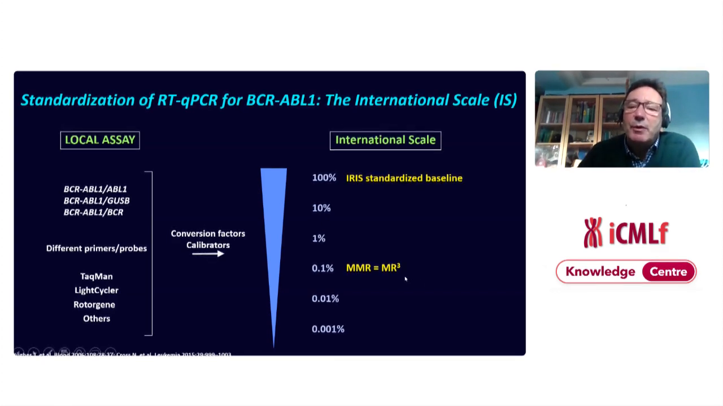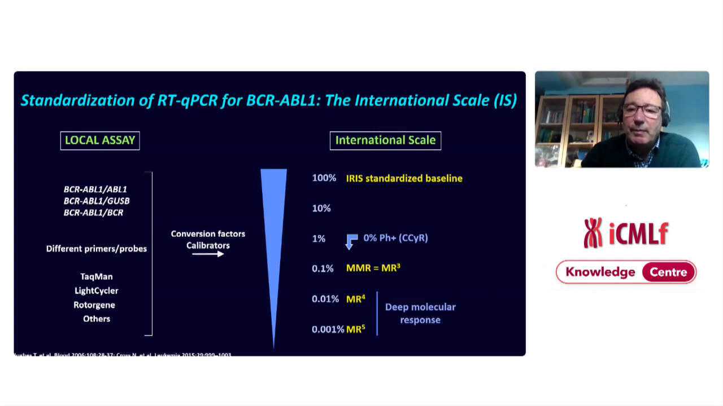A major molecular response, or now more commonly referred to as MR3, is a 3-log reduction from this standardized baseline. A level of about 1% is roughly the limit of cytogenetics. So a patient who has less than 1% BCR-ABL, you would expect to be in chromosomal remission. And down here, MR4, MR5, a 4 or 5 log reduction from the baseline, is referred to collectively as deep molecular response.